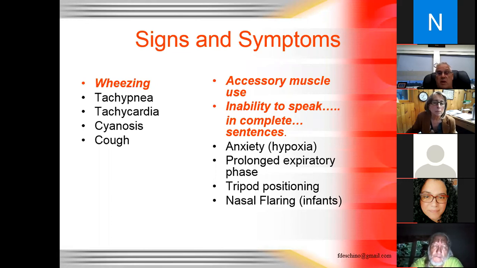Now, I don't know if anybody remembers, but there's always a test question that says, in an asthmatic, does wheezing start as an expiratory sound when they're breathing out, or an inspiratory sound?